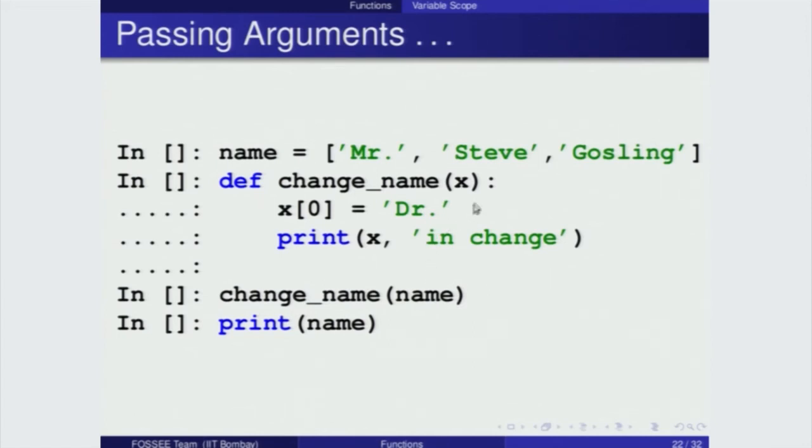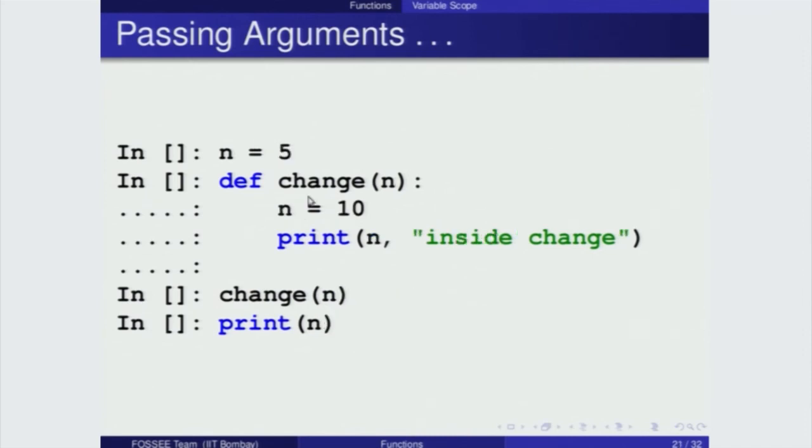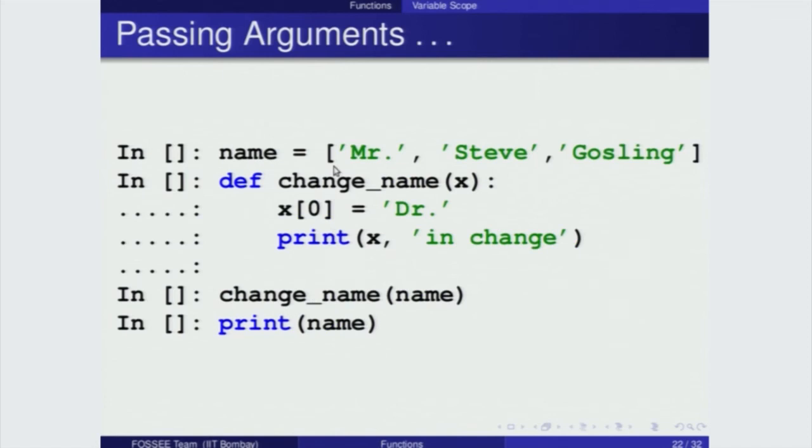Once again, even though the name used here is x and the name used here is name, when you pass name, this list, into this, because this data type is mutable, it is passed by reference. So when you do x of 0 is Dr, it actually changes this list. So when you pass arguments, you have to be careful. This is unlike the case where here it's an immutable type. When you do n is 10, n is now 10, but outside it's still 5. Whereas here name is a list, so you can actually change the elements of that list inside this function, even though you called it something entirely different.